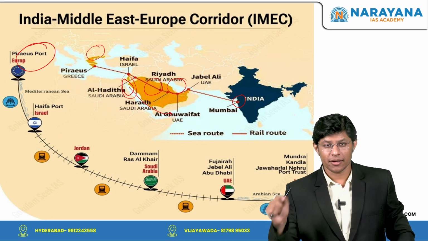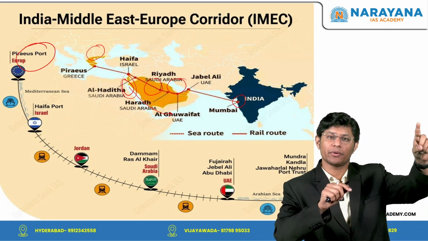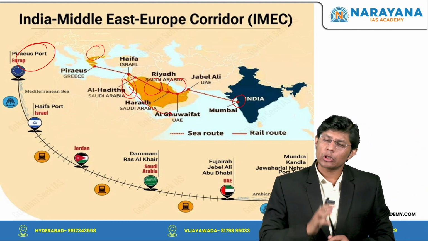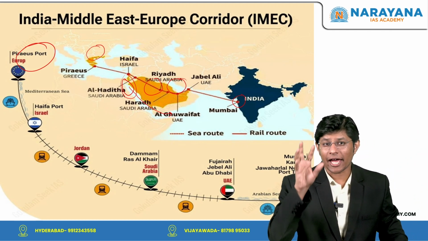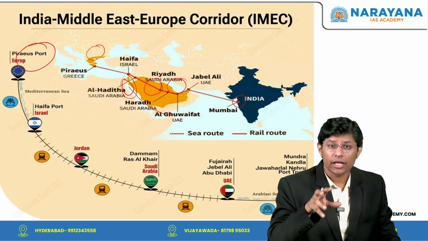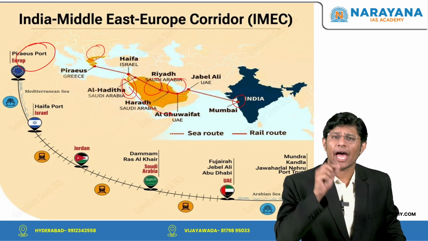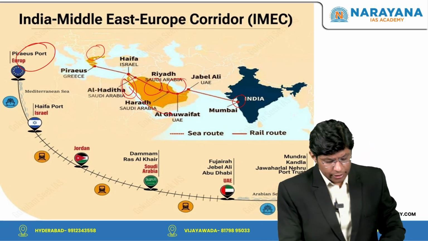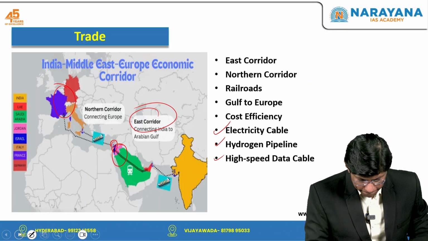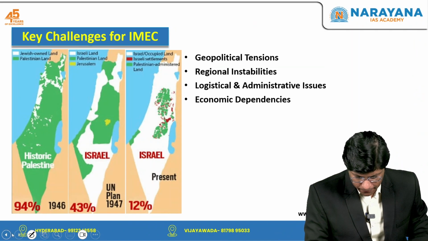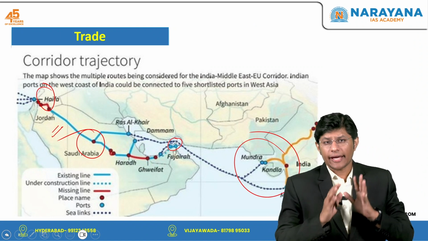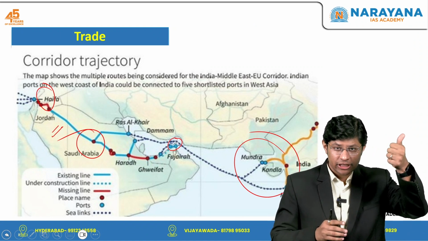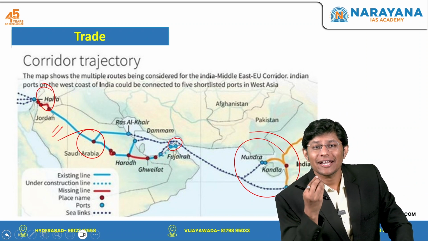So India, Middle East and Europe. This is the economic corridor. Now let me also explain how the IMEC corridor will integrate the economies of these countries and will have a massive impact on the region. Now see, the IMEC corridor seeks to streamline trade in energy, infrastructure and industrial goods.